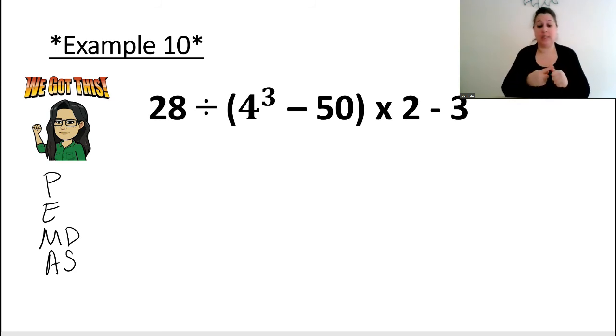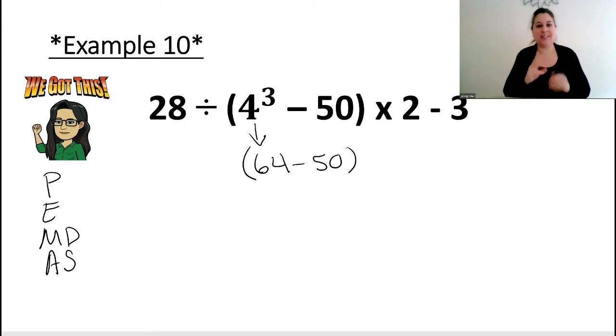Oh, I have exponents and subtraction. So what am I going to do first? I need to do my exponents first, because when you're inside the parentheses, you should still follow the order of operations. I don't see any more parentheses inside, and I see exponents, so I have to do that one first. So 4 cubed: 4 times 4 times 4 equals 64. So that's 64 minus 50.